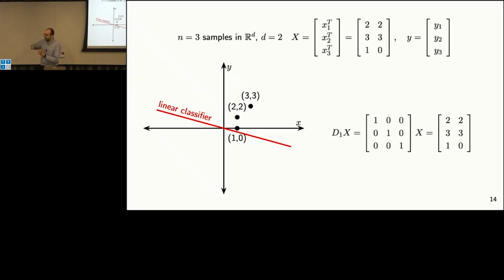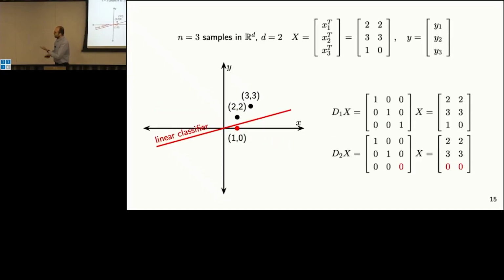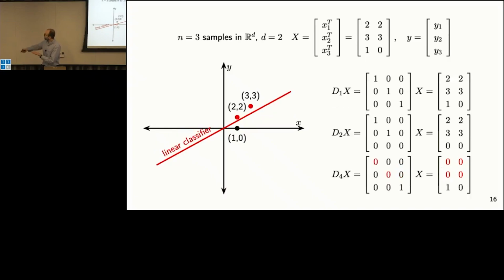And the separation pattern is 1, 1, 1. And D1 times X is your data matrix, no change. And there's this classifier, which will give you pattern 1, 1, 0, which is zeroing out the third row. D2X will be this matrix. There's D3, which is all zeros, and D4, 0, 0, 1. And these are the only options if you search over all linear separation patterns.